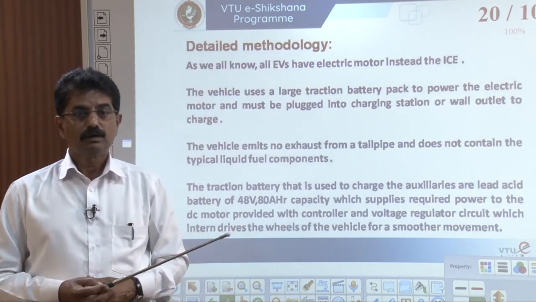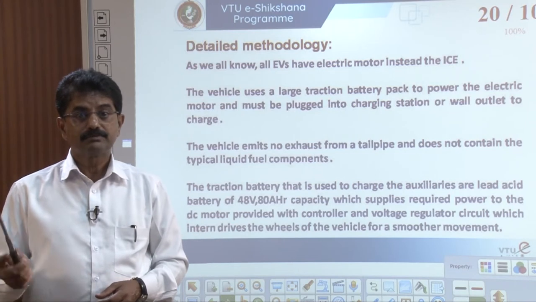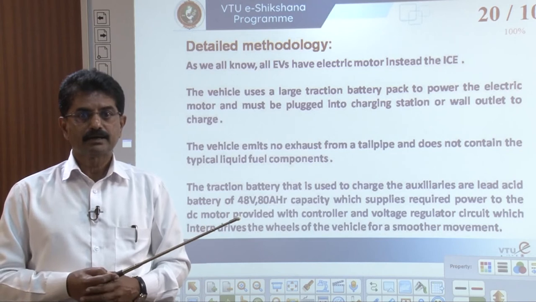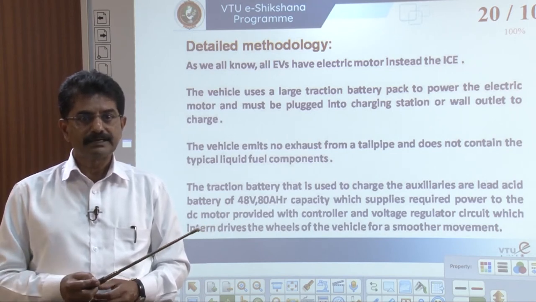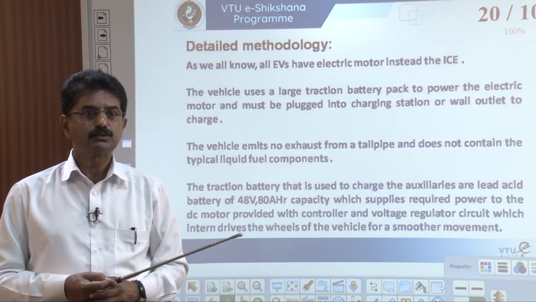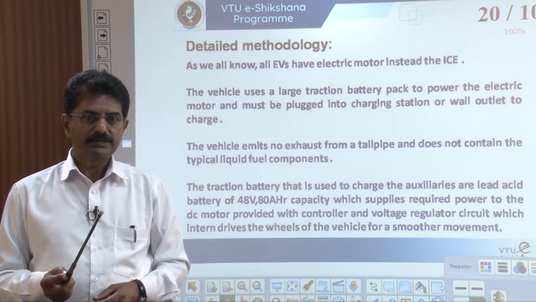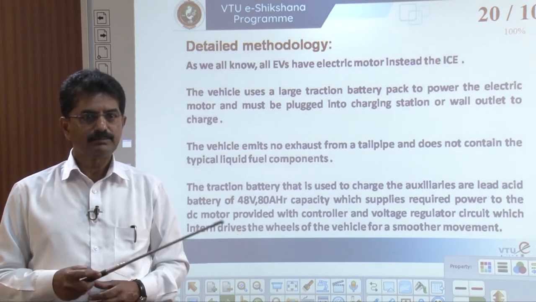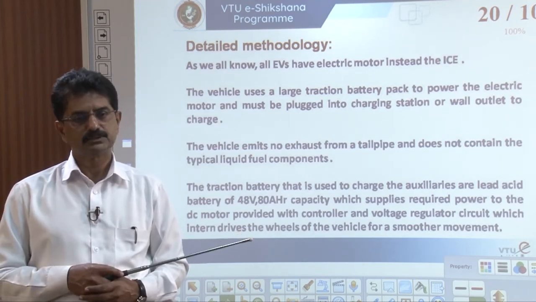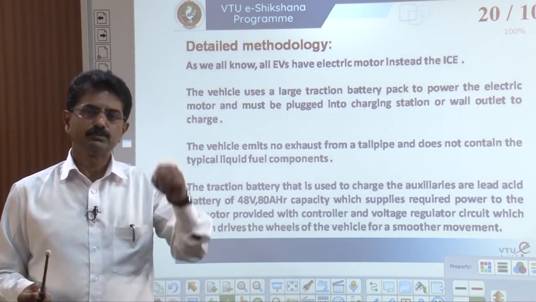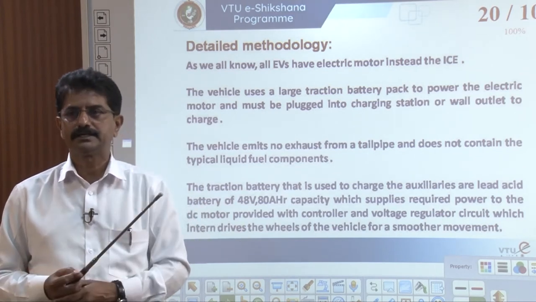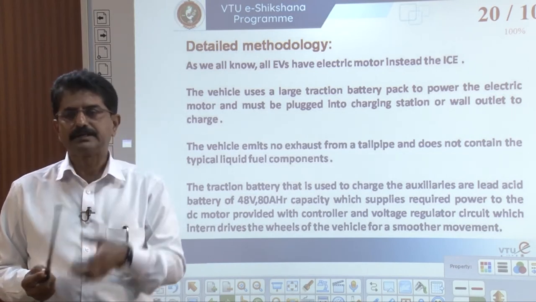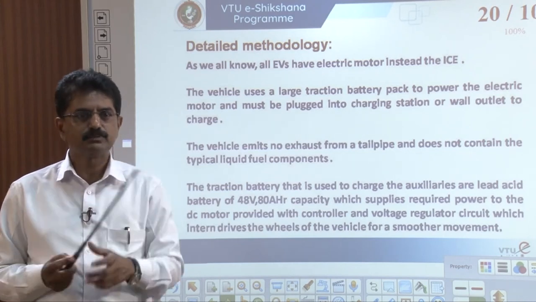As we all know, all electric vehicles have an electric motor instead of an IC engine. The vehicle uses a large traction battery pack to power the electric motor and must be plugged into a charging station or wall outlet to charge. The vehicle emits no exhaust from a tailpipe and does not contain the typical liquid fuel components. There is no question of any emissions from an electric vehicle, but when the battery is put into charging condition, emissions come out from the battery. It is very dangerous for human beings.